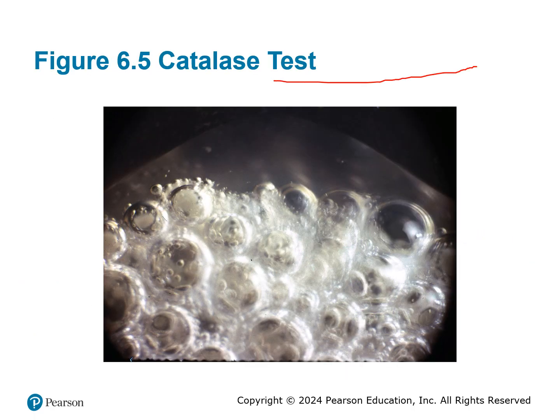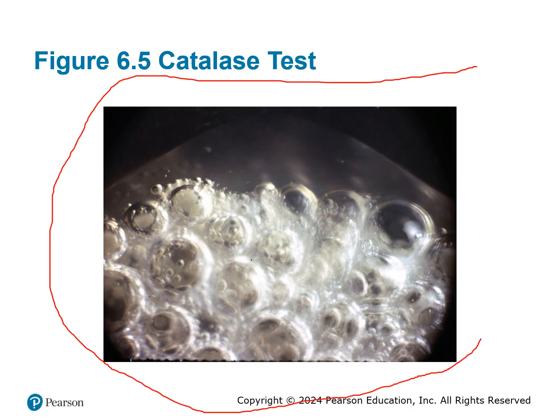Okay, so this is what we did in class, except we used a potato. But here we're using a microbe. They just put the hydrogen peroxide onto the microbe. You see it bubbling.